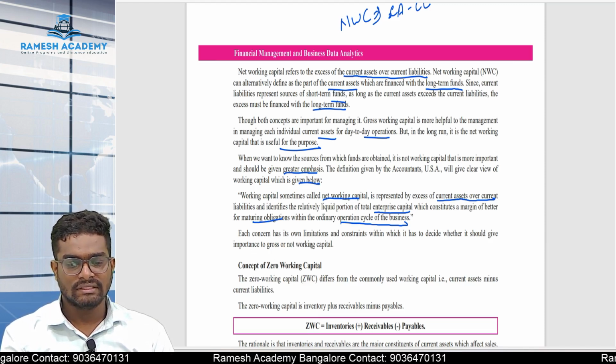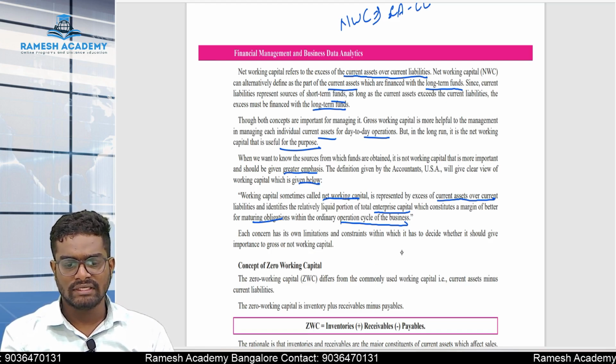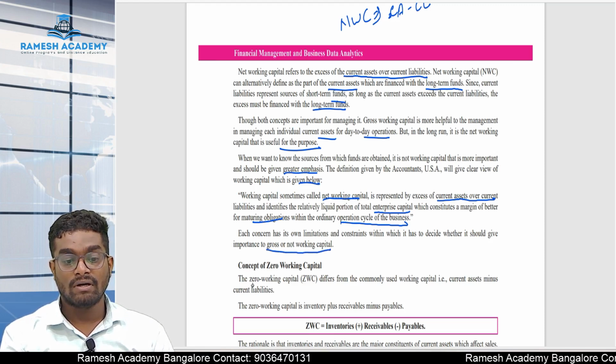Each concern has its own limitations and constraints within which it has to decide whether it should give importance to gross or net working capital.